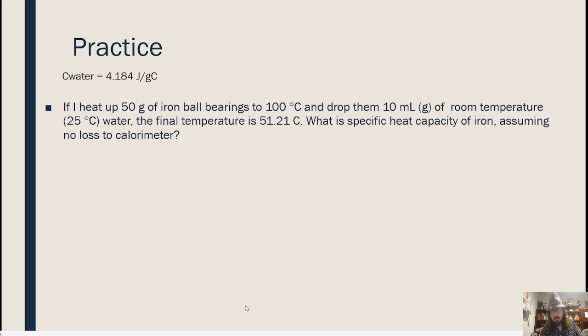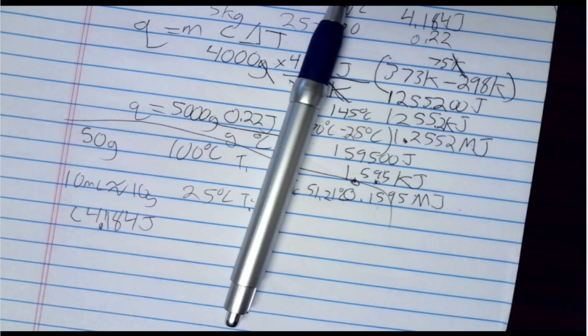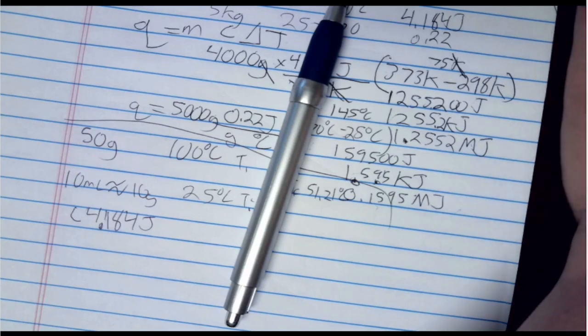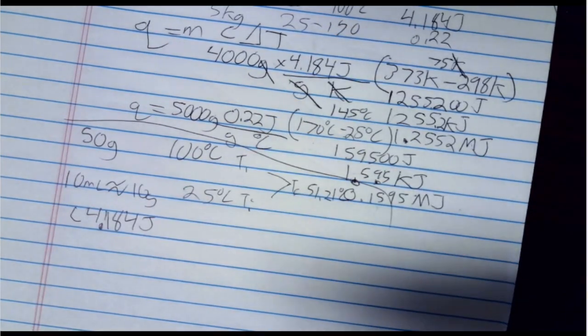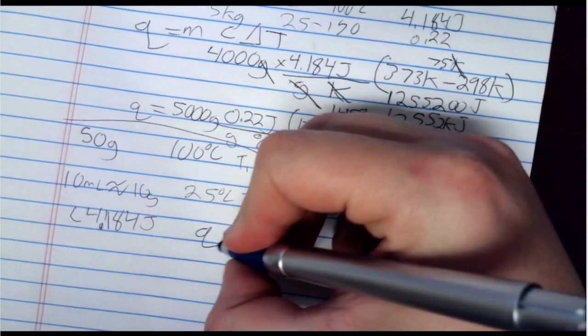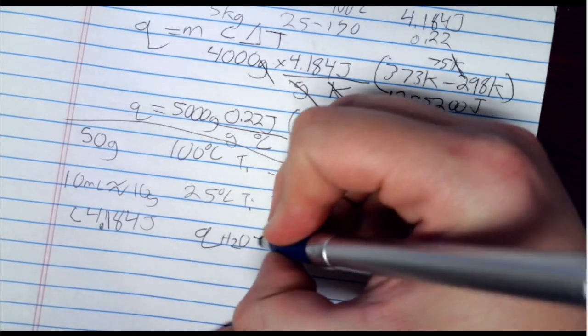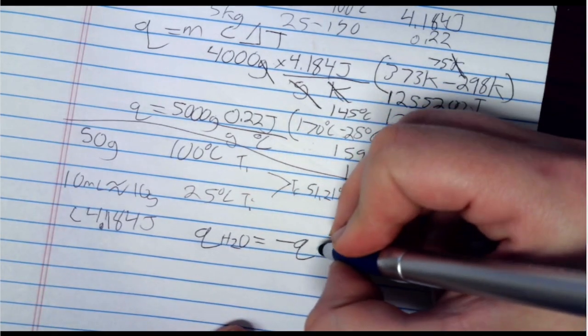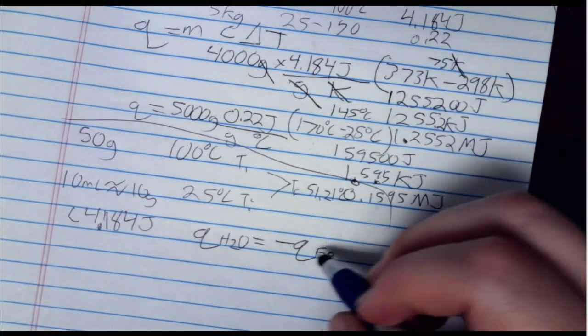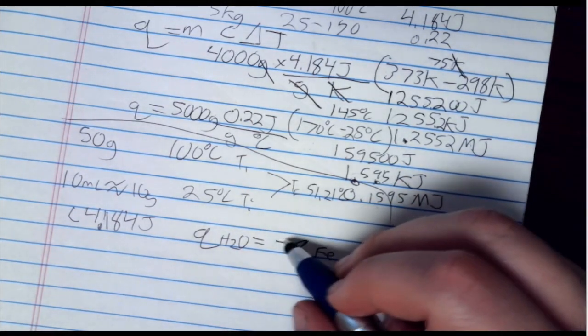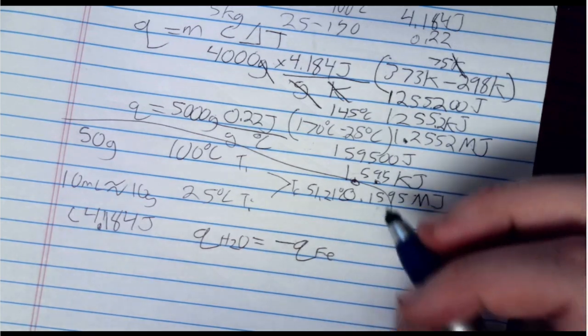So how do I go about doing that? What do I need to do? Okay, we're setting two things equal. That the Q of water must equal negative the Q of iron, because iron is going to cool down, water is going to heat up. The sign here is going to keep this in check.